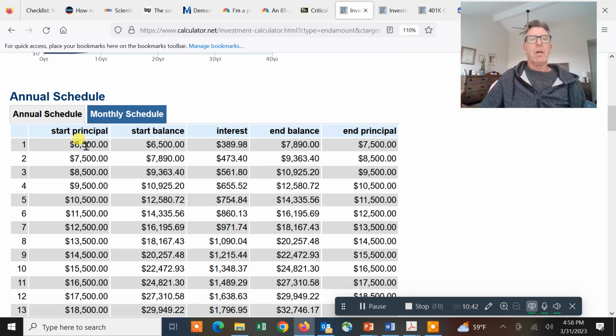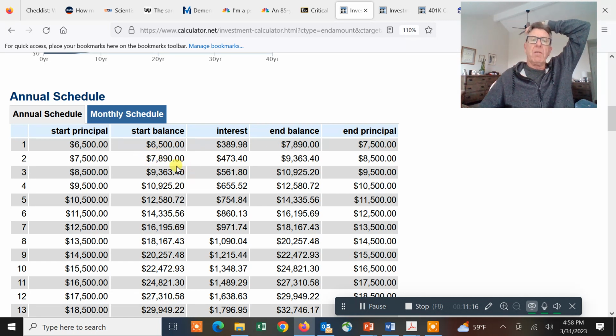So I put in, as I indicated, 6,500. Actually, I put in 6,500, then we added 1,000. Brain's not working. So I was putting in $1,000 a year, so that's 7,500. I added that interest, and that's the end balance. So that's pretty cool. Now we're going to take that over here. So this is my new balance, 7,890.